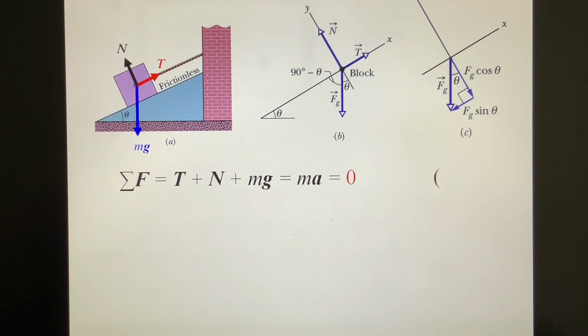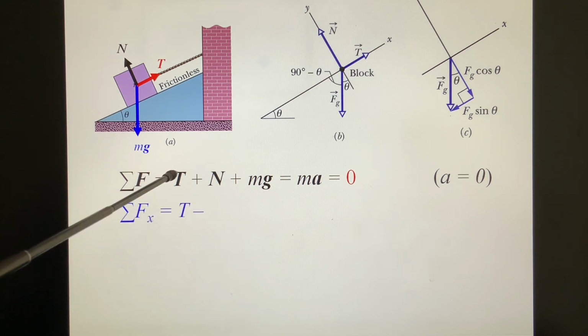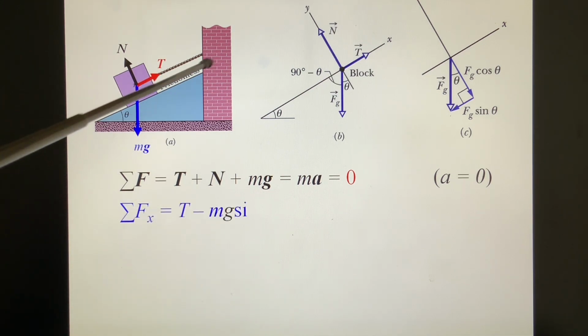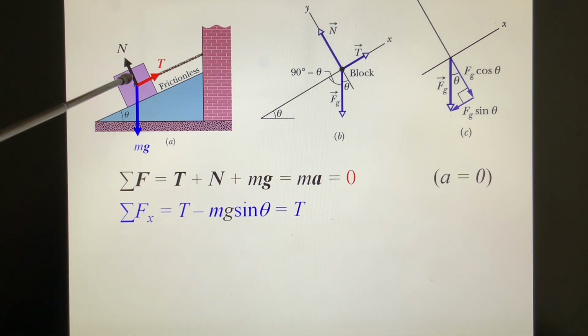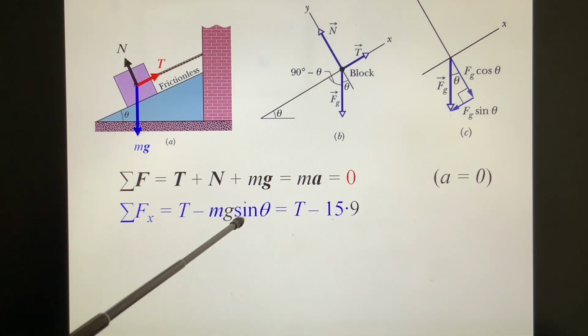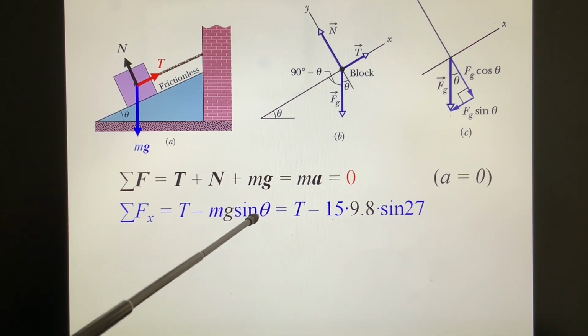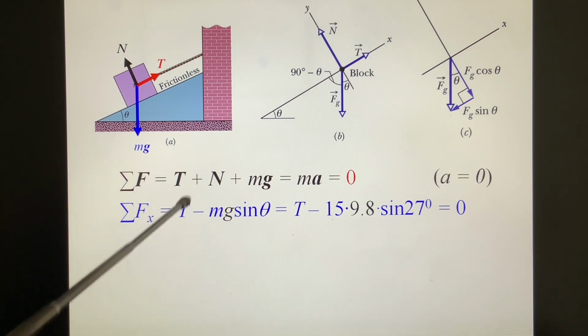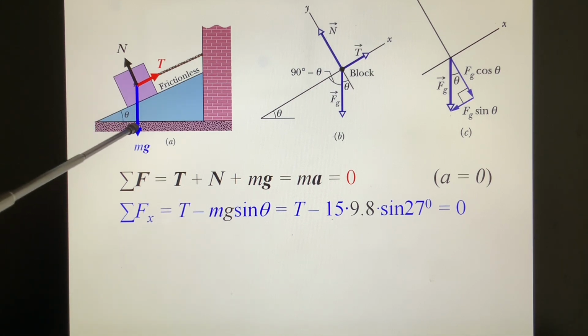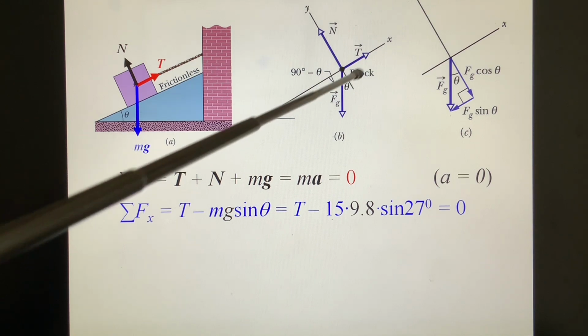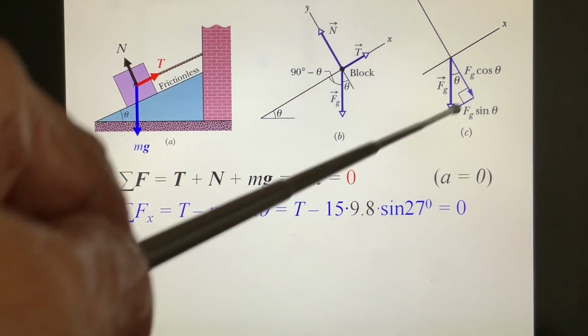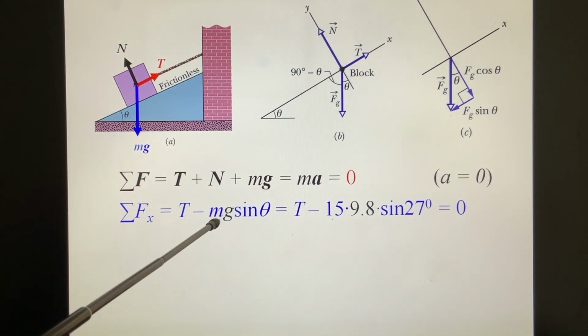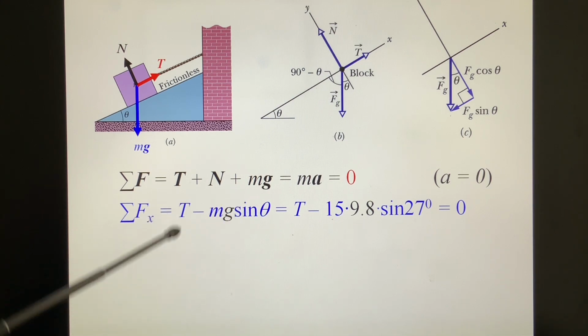In detail, along x and along y. So Fx equals Tx. T is along x. N is 0, since its angle is 90 degrees. And mg sine theta is along the negative direction. So we get this one equation.